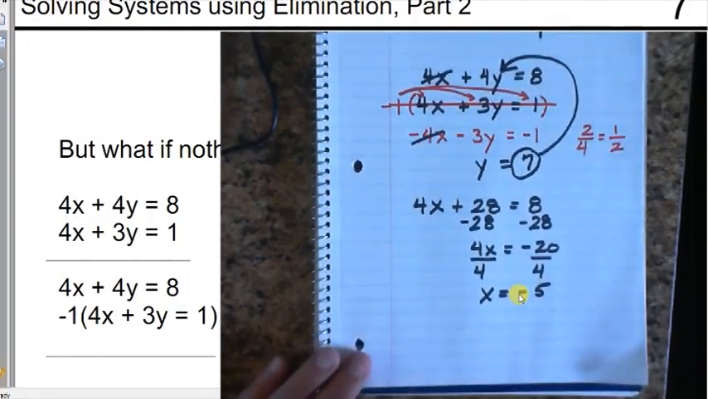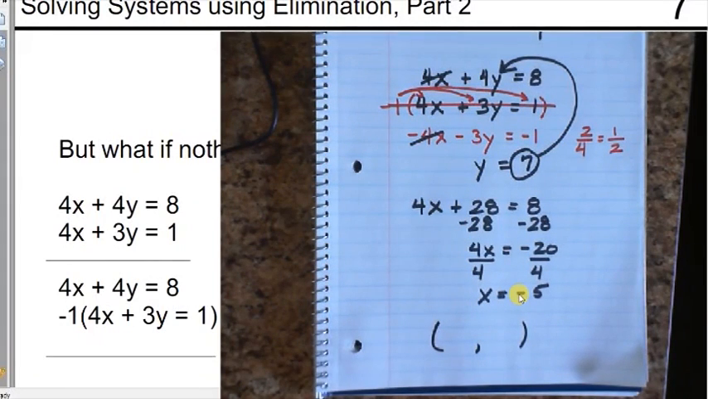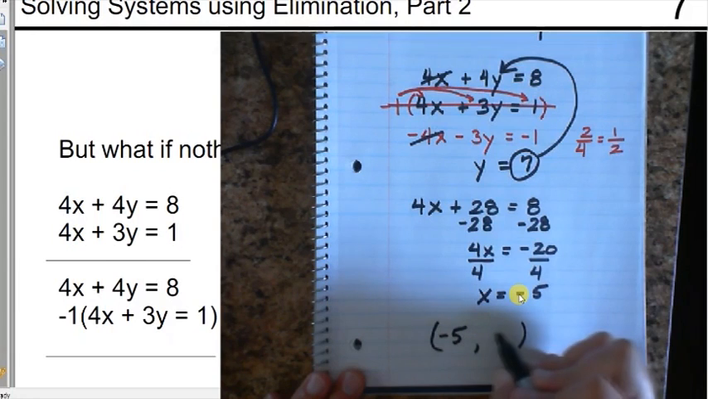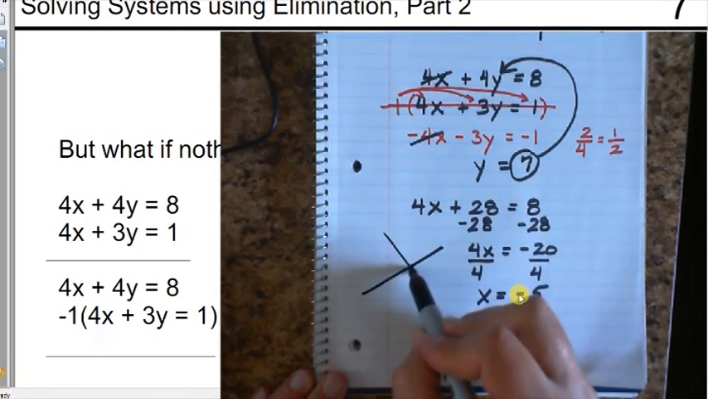and I have found the actual point where those two lines cross. Where is the point of intersection? They cross at -5, 7. It's a physical point where two lines cross.